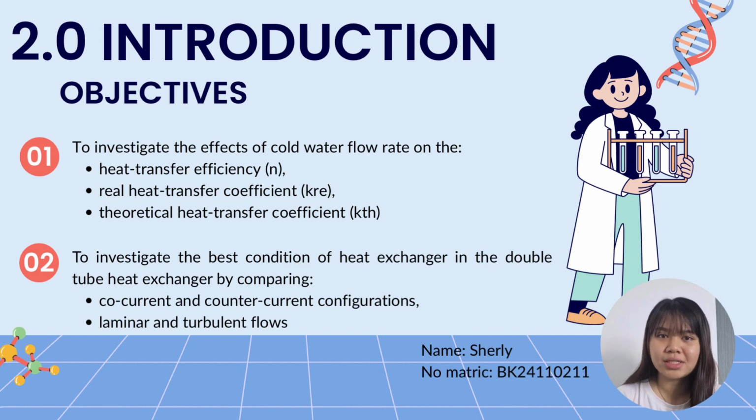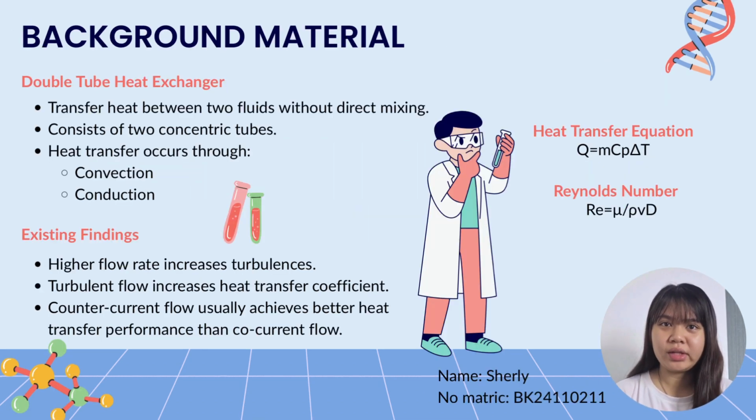and turbulent flow regime. Moving on to the background material, a double tube heat exchanger transfers heat between two fluids without direct mixing. Heat transfer occurs through convection between the fluid and the tube wall, and conduction through the tube wall. The heat transfer rate depends on the flow rate and temperature difference, while the Reynolds number is used to determine the flow regime. Generally, higher flow rate enhances heat transfer, and counter-current flow provides better thermal performance than co-current flow.